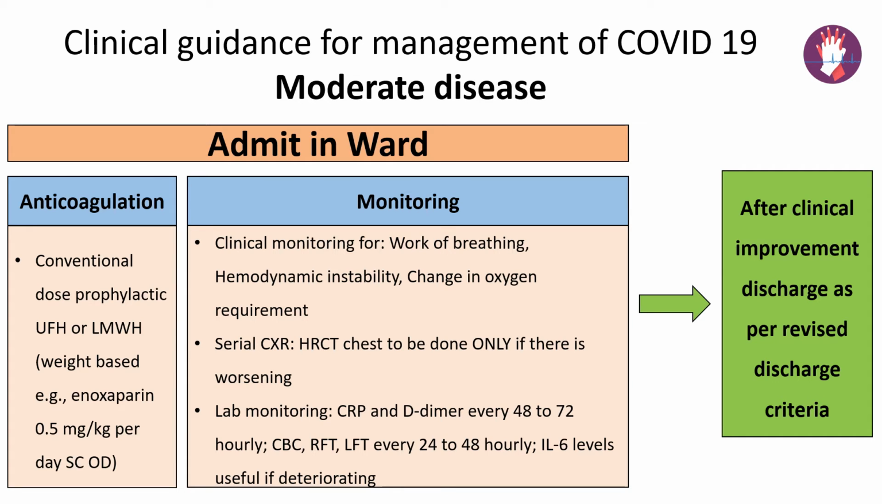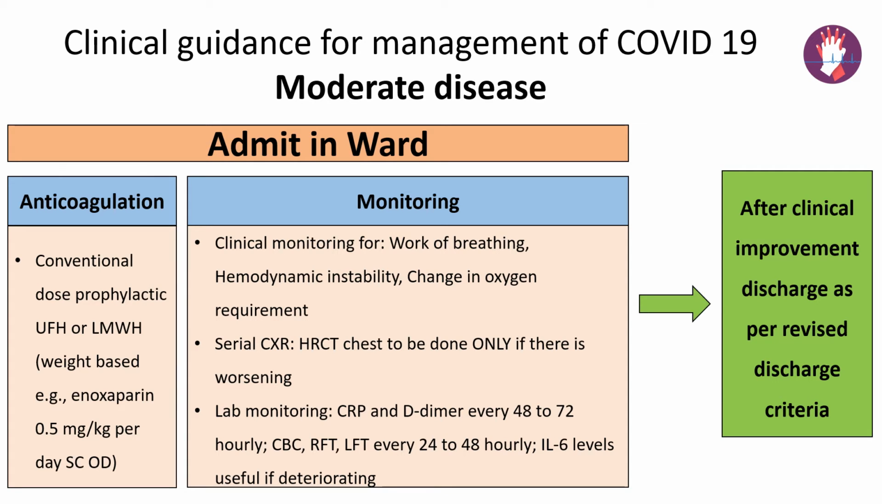The monitoring for these patients will be primarily looking at their work of breathing, their hemodynamic instability, and if there are significant changes in oxygen requirement. Serial X-rays are required if their symptomatology is getting worse, and high-resolution CT for the chest should be only done if there is significant worsening of the patient.